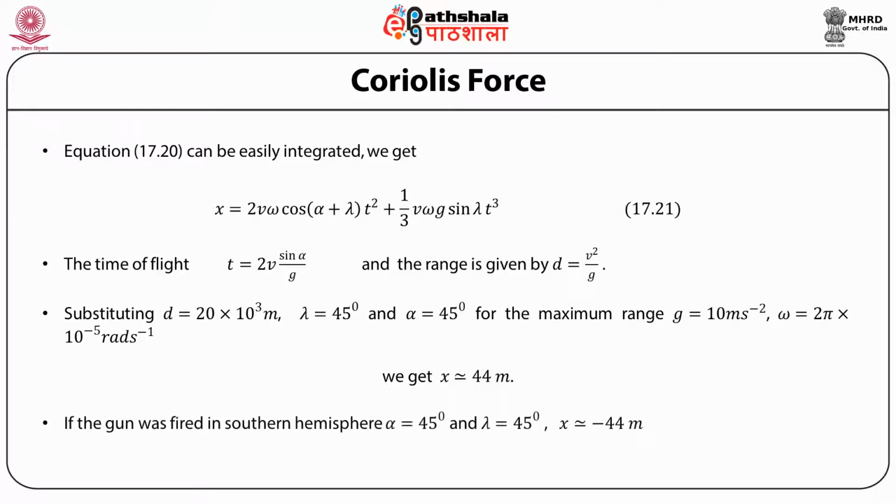If the gun was fired in the southern hemisphere, in that case, x would have been minus 44 meters.